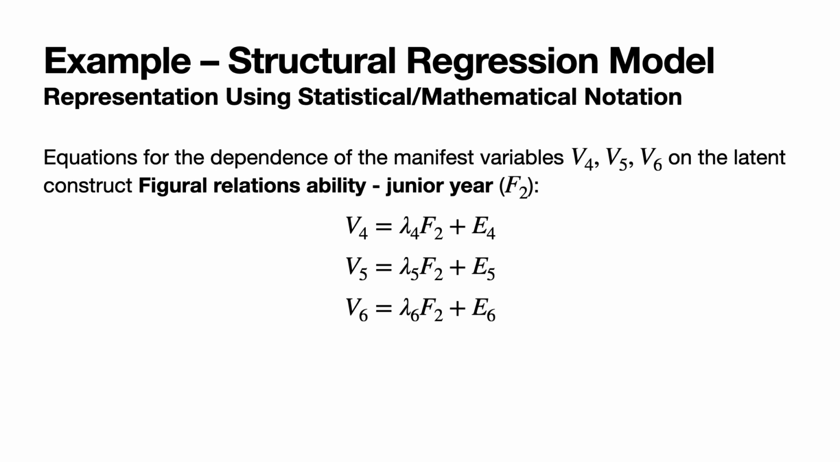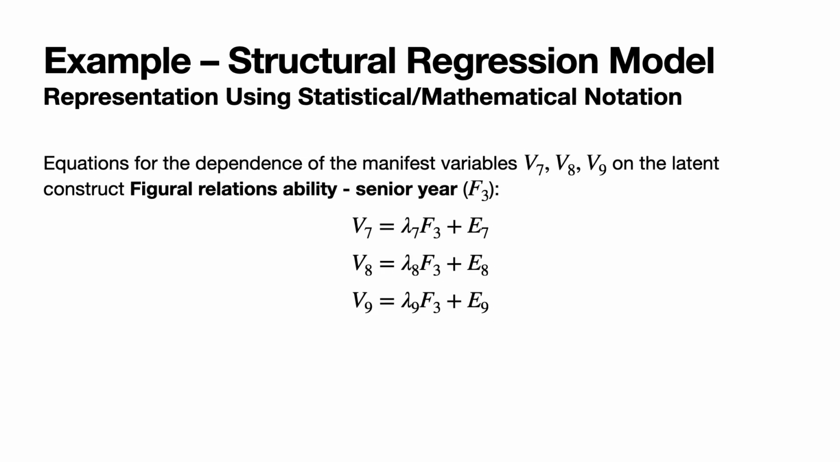So V4, the figural relations score 1 during the junior year, is associated with F2 in the following way. Lambda 4 times F2 plus E4. V5, the figural relations score 2 during the junior year, is equal to lambda 5 times F2 plus E5. And then finally, V6, the third figural relations score during the junior year, is equal to lambda 6 times F2 plus E6.